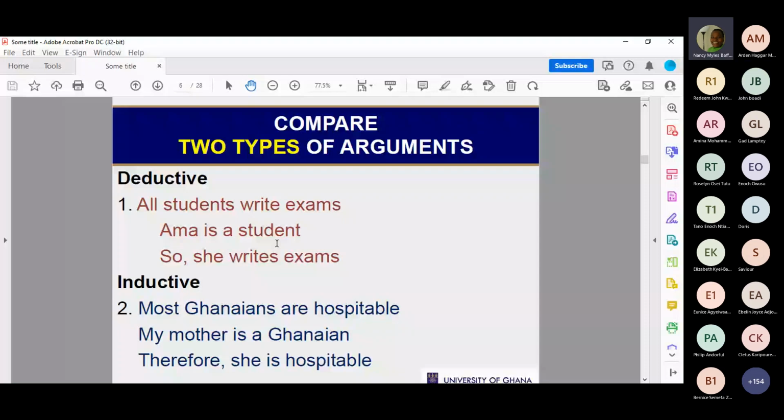That would not be affirming the antecedent. It will be affirming the consequent. You say, Amma writes exams, so we should conclude, therefore, that she's a student. And that will not be valid. So if you want to do modus ponens correctly, remember what your friend redeemed. Another example, still on modus ponens validity.